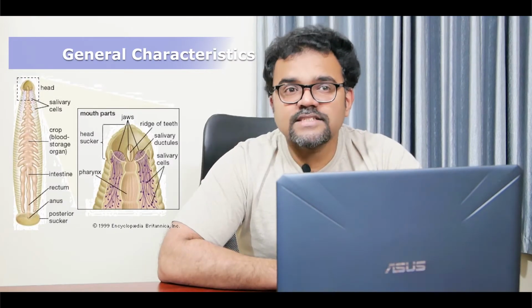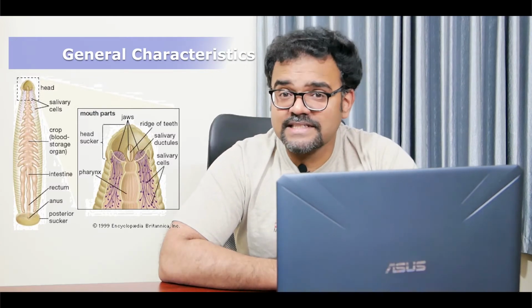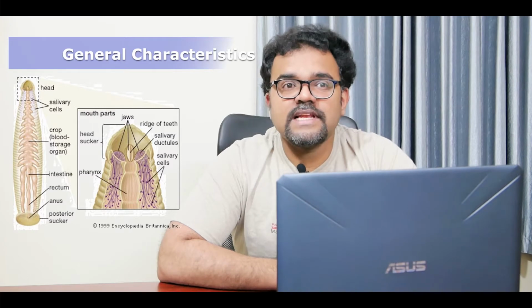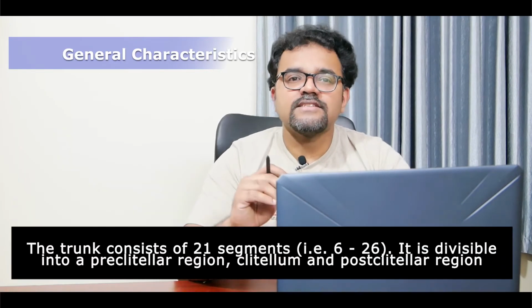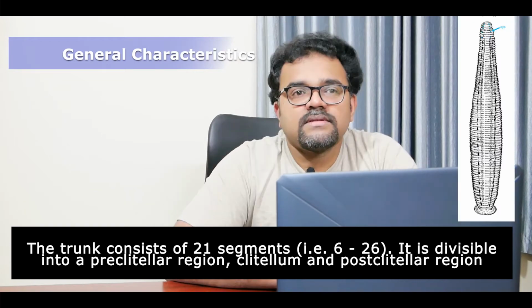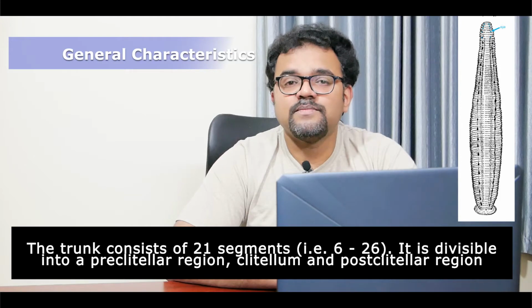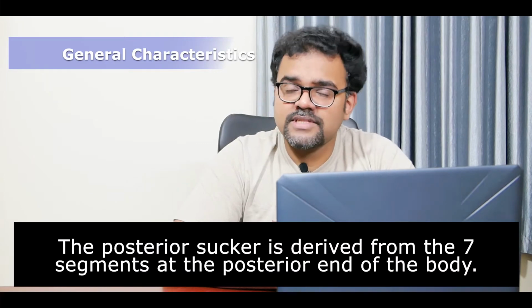The head consists of 5 segments and bears the anterior sucker on the ventral side and 5 pairs of ocelli on the dorsal side. The trunk consists of 21 segments, from the 6th segment to the 26th segment. It is divisible into preclitellar region, clitellum and postclitellar region. The posterior sucker is derived from the 7 segments at the posterior end of the body. The anus is situated dorsal to the posterior sucker.